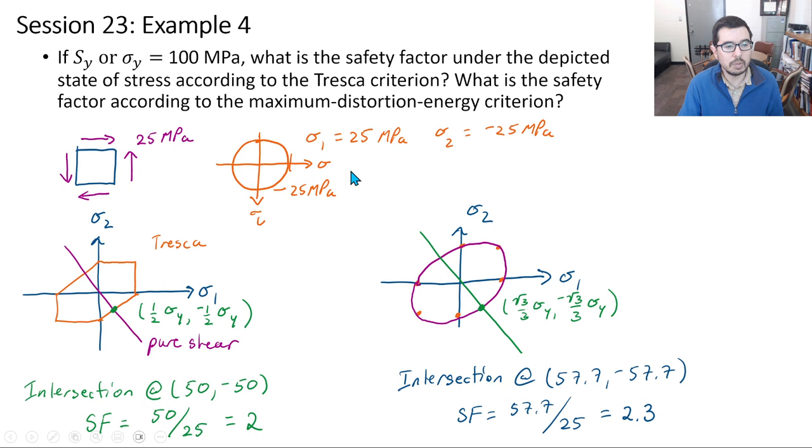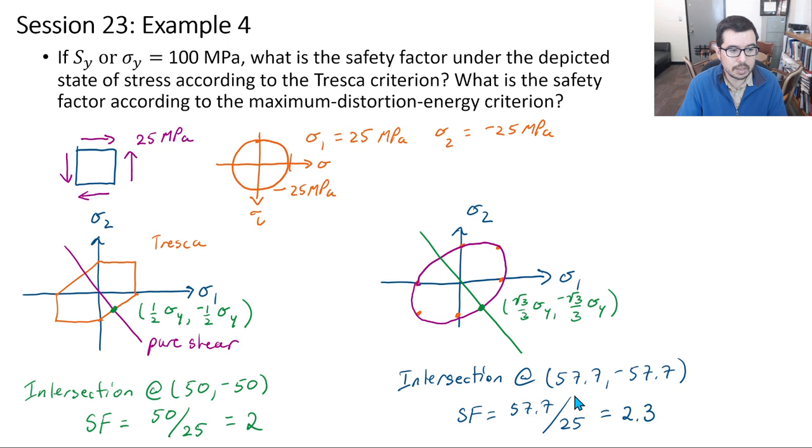So like we were discussing before, von Mises, or the maximum distortion energy criterion, is a little bit more aggressive. So it gives a little bit more flexibility than the Tresca criterion, okay? And the safety factor that we see here is evidence of that. It's higher when we're using von Mises than when we use Tresca.